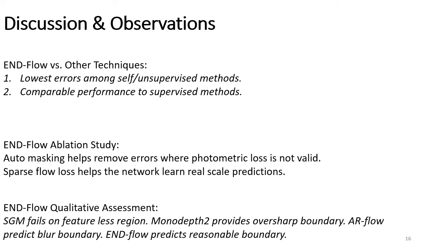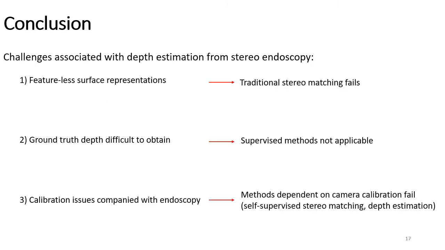From visual comparison, SGM fails on featureless regions. Monodepth2 provides oversharp boundaries. ARFlow predicts blurry boundaries, and our method predicts reasonable boundaries without losing real scale.